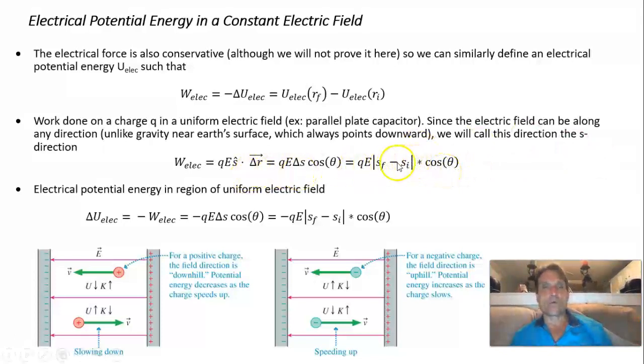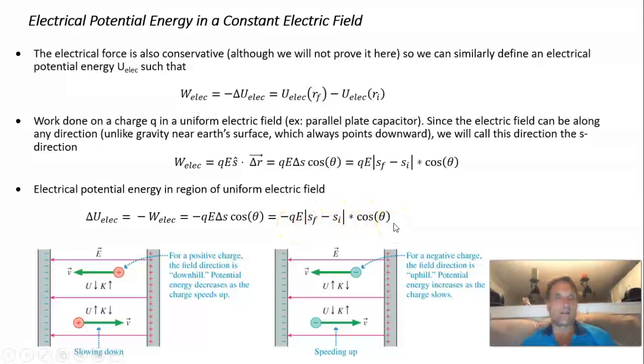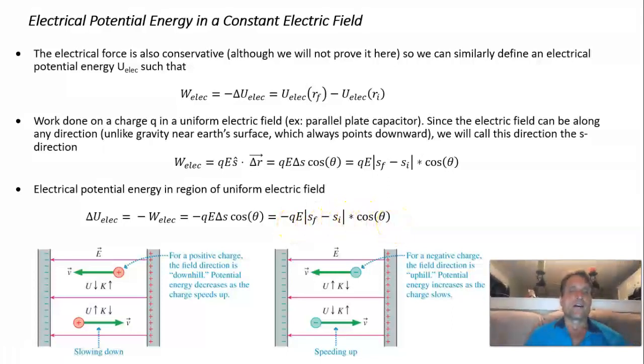Once you calculate the work, then the change in the electric potential energy is just the negative of that. And so for a constant electric field, it's equal to negative Q times E times the magnitude of the displacement times cosine of theta.